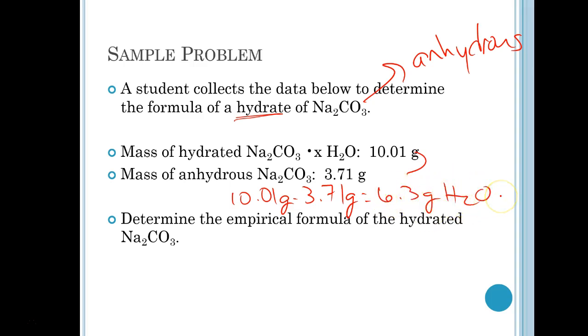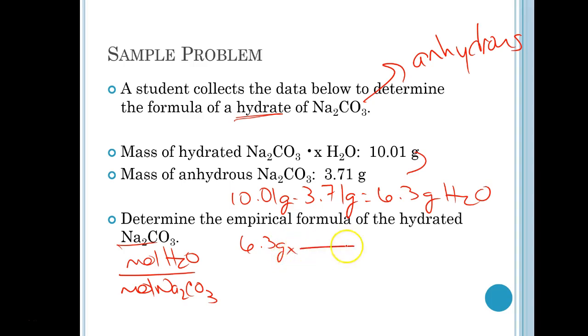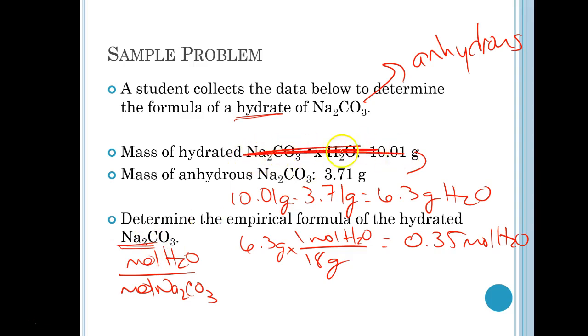To find the empirical formula, what I want is moles of water on top over moles of my anhydrous salt, Na2CO3. Well, 6.3 grams of water, 1 mole of water is 18 grams. So this is about a third, 0.35 moles of water.